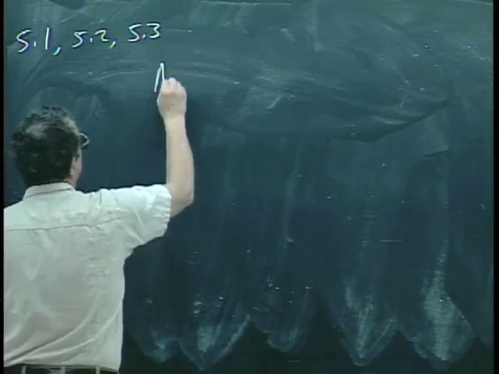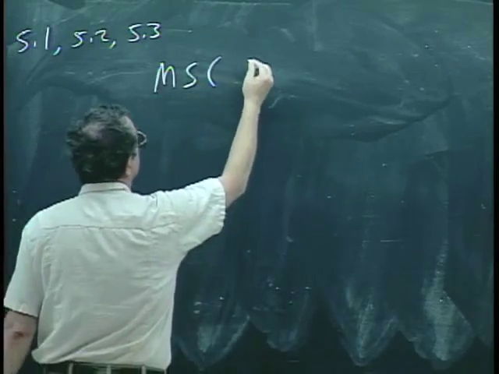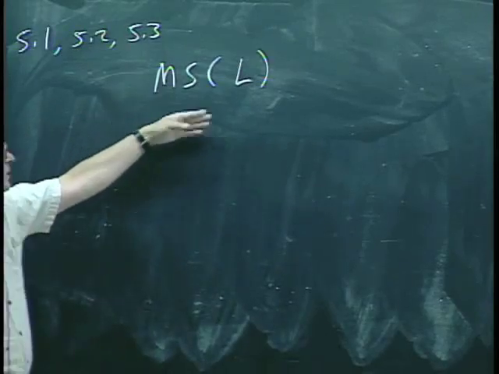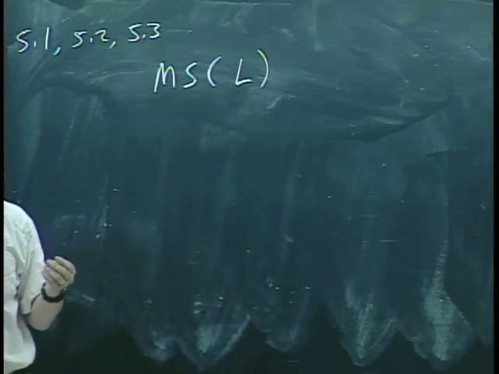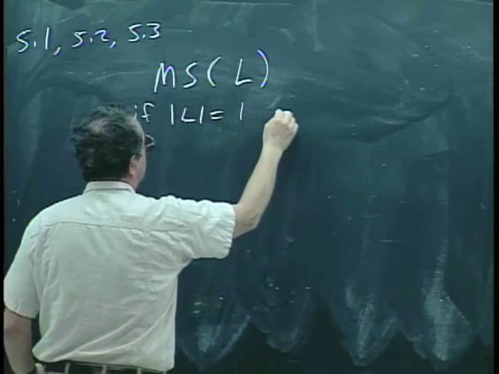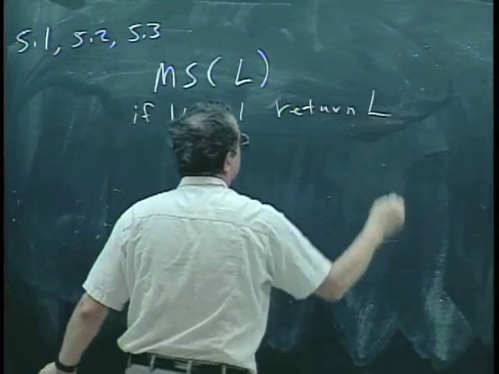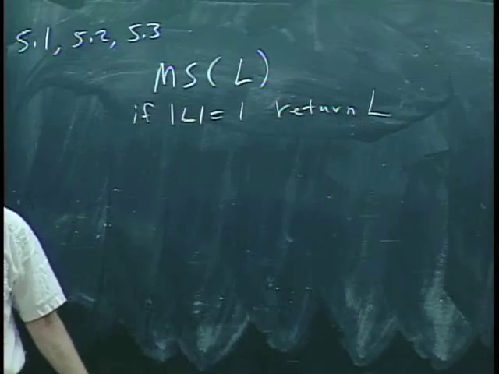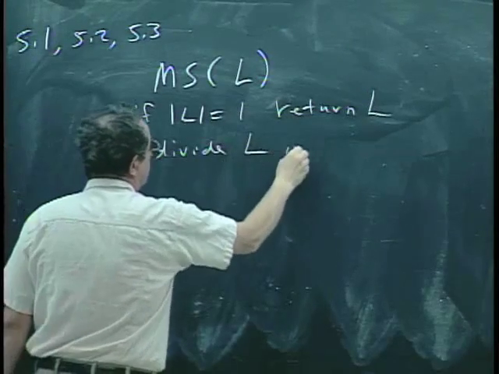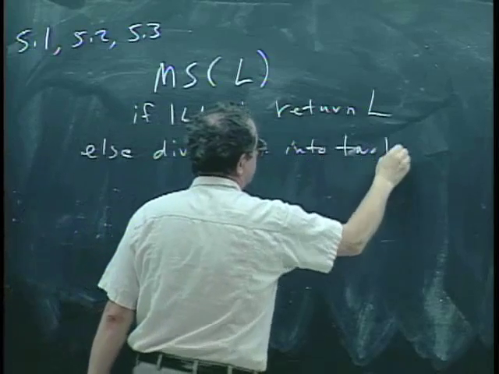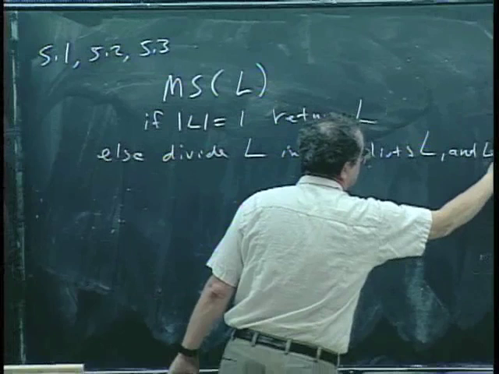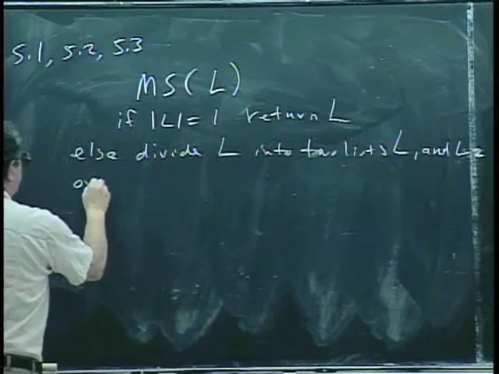So merge sort of a set, let's say L. So L is a list of numbers. And merge sort is going to be the algorithm that takes the list of numbers and produces a sorted order of them. Okay, so initially, we can look at a base case. If the length of L is equal to 1, then we're just going to return L. Okay, if the list only has one element, it's already sorted. You don't have to do anything with it. Otherwise, divide L into two lists, L1 and L2, of roughly the same size.